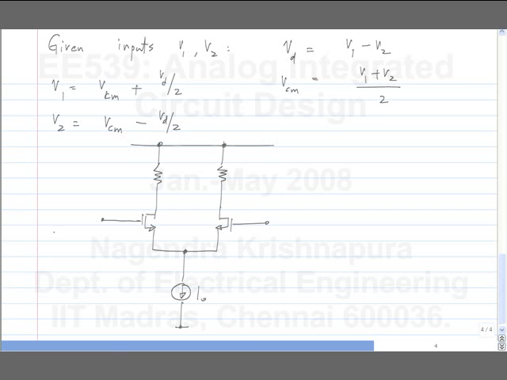So this can now be written as VCM plus VD by 2 and VCM minus VD by 2. Okay. This RL we already had because we thought of M1 as the common source amplifier, which got us the difference between V1 and V2. The other one we put just to complete the symmetry of the circuit. Okay. So now we can go ahead and do the analysis in terms of the common mode voltage and the differential voltage.